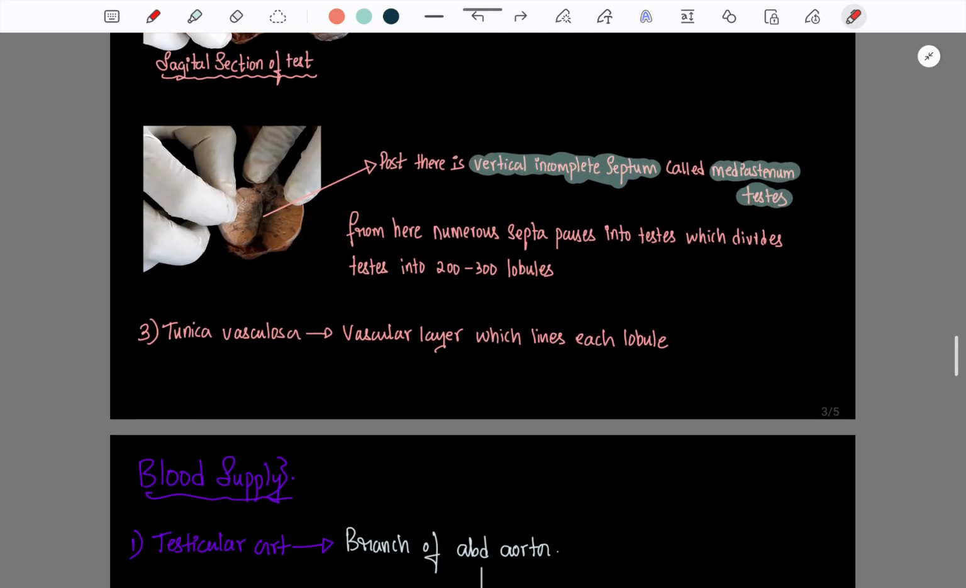So next is the tunica vasculosa. It is a vascular layer which lines each lobule. So here the septa are dividing it into lobules. These lobules are again lined by tunica vasculosa.